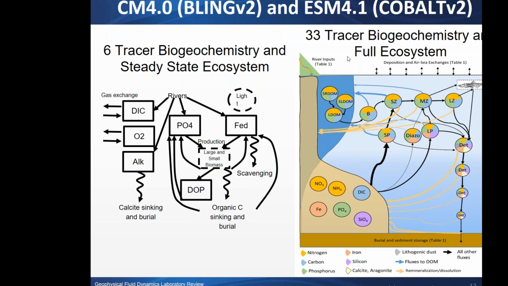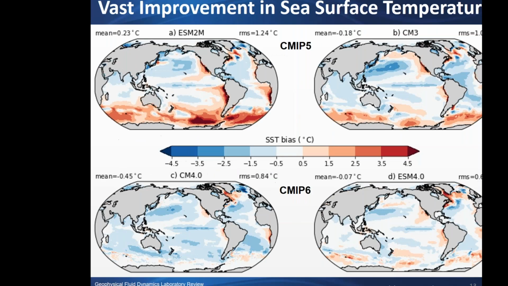But in our full Earth system model, we have a rather robust set of 33 different biogeochemical tracers and a full ecosystem, all the way from nutrients all the way up to zooplankton, and are able to use this to address a broader range of questions about how the ocean ecosystems are going to respond to various forcings, to climate change, and so on.